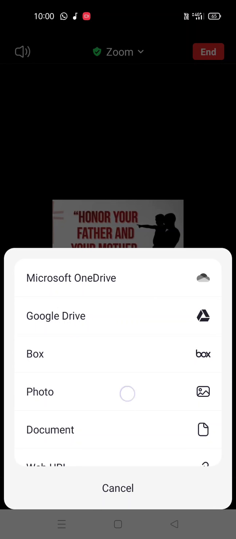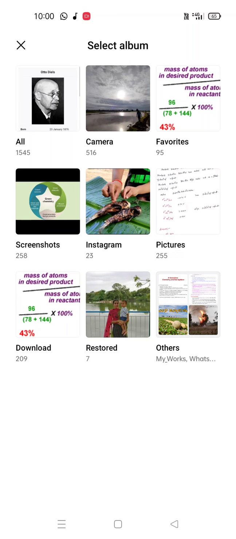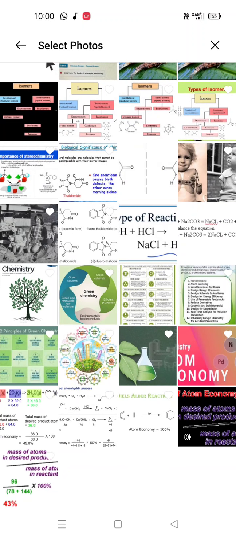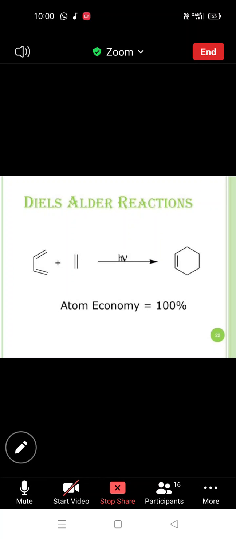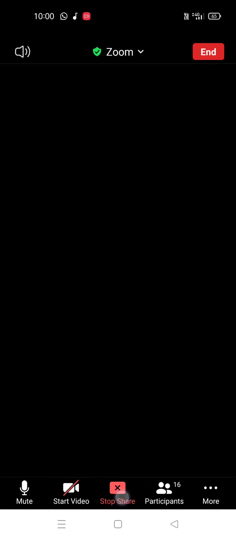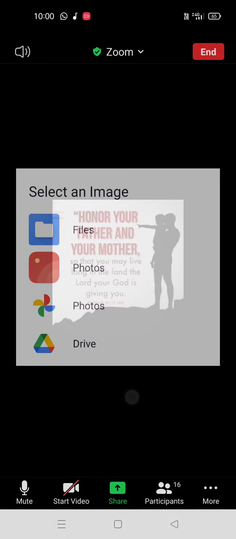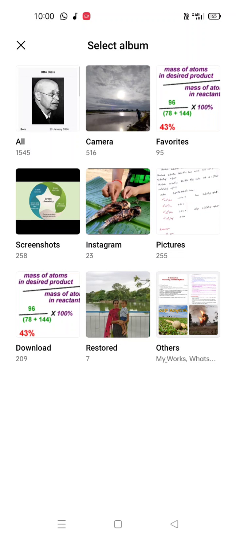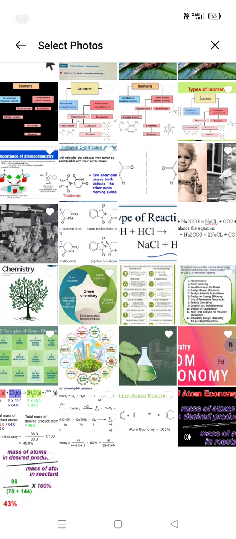For example, in the case of the Diels-Alder reaction, it is very useful. There are no byproducts, there is no loss of reactants. That's why it is very useful in green synthesis, green chemistry. These 12 principles are mainly based on green chemistry. These 12 principles are very useful. For example, what are the 12 principles? We have the principles.